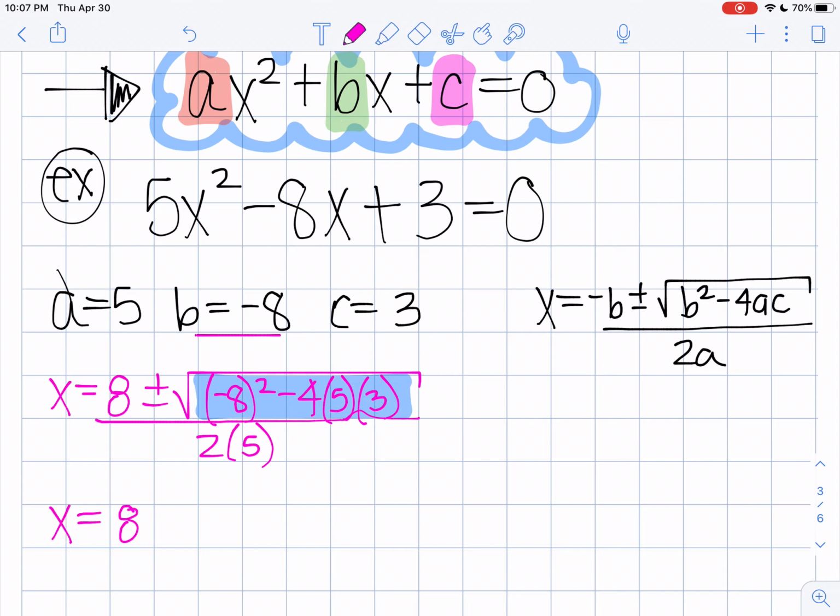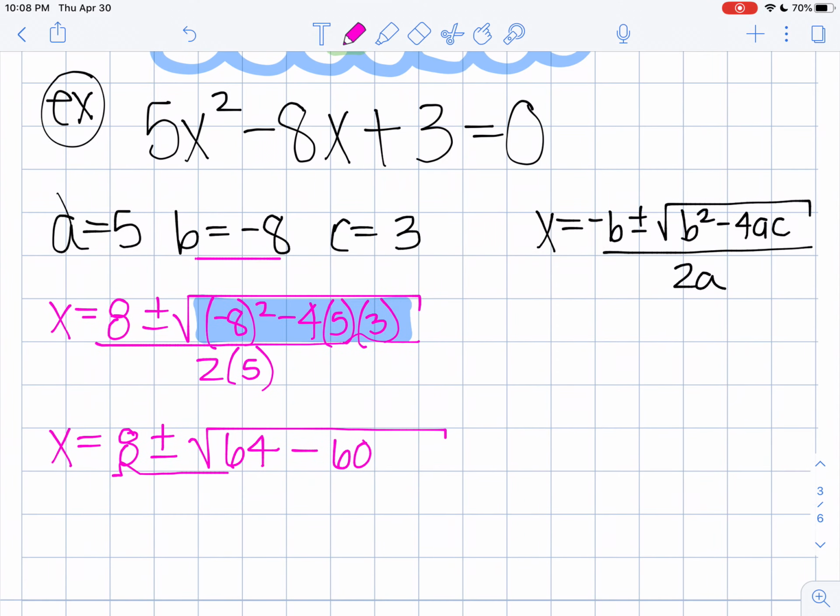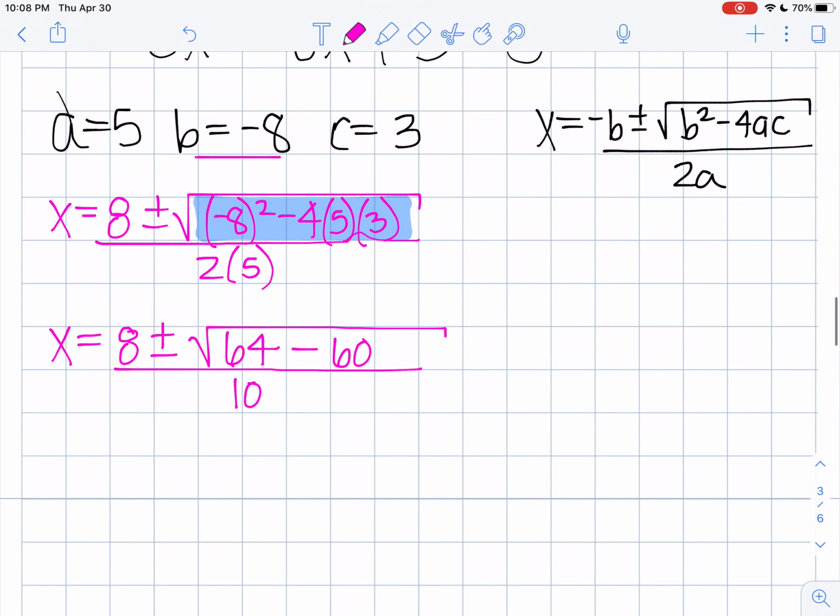So I get x is equal to 8 plus or minus, and we'll talk about what the plus or minus means when we get to the very end. It just means we're going to have two answers. Plus or minus the square root and multiply this out. Negative 8 squared is 64. And then I want to multiply negative 4 times positive 5 times 3. So negative 4 times positive 5 is negative 20, and negative 20 times 3 is negative 60, all divided by 2 times 5, which is 10. Okay, so I'm going to still keep simplifying underneath my square root.